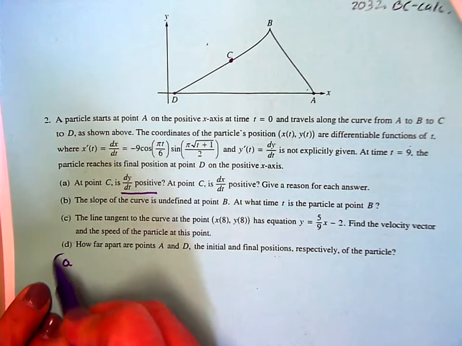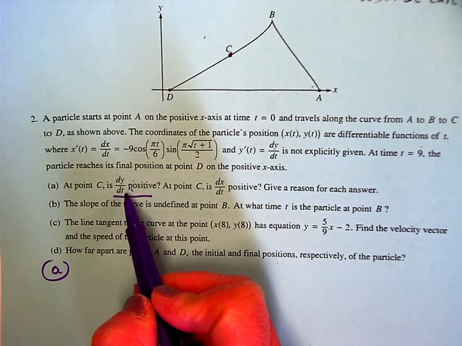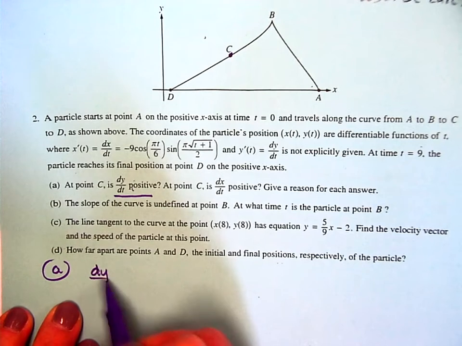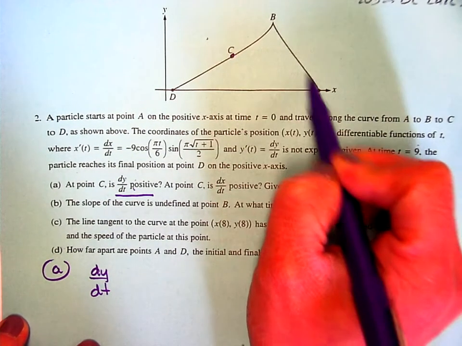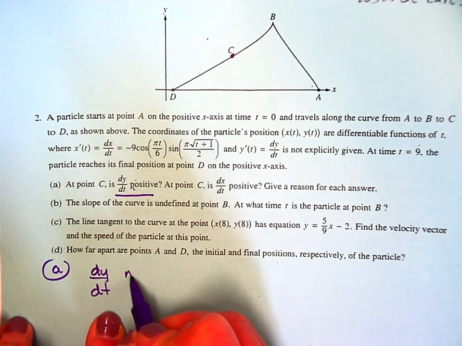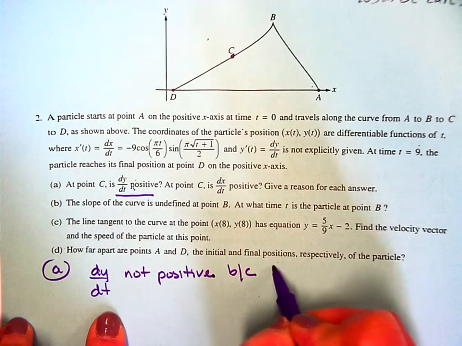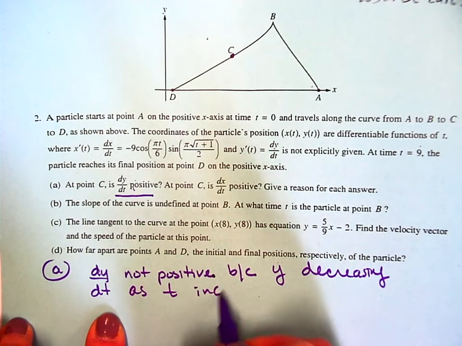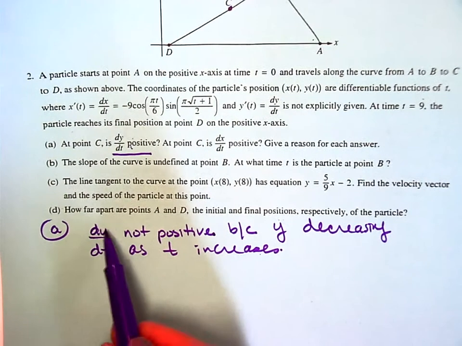So dy dt is really the change in y as t increases. So we know as time increases, we know that the y value is decreasing because as time increases, it's moving from A to B to C, so this slope is negative. So you would have to say dy dt is not positive. So answer the question, and the reasoning is because y is decreasing as t increases. Okay, you cannot just say slope is negative. You're talking about showing the change between dy and dt.